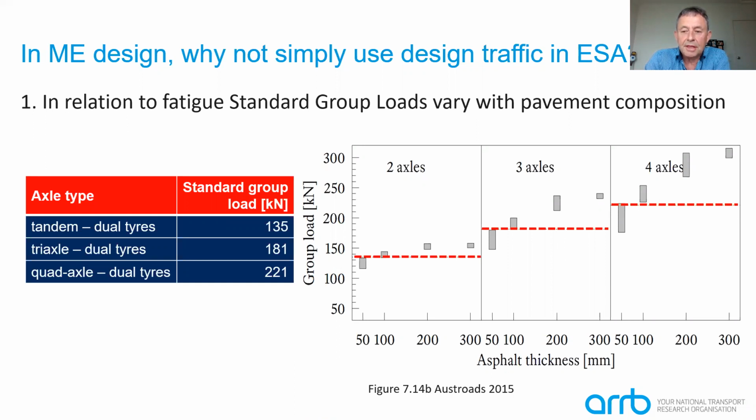to change with the thickness of the asphalt pavement, for example. So we basically concluded that we would actually have to vary those standard group loads with the pavement composition, which makes the process quite complicated, to be varying the standard loads as you change the pavement configuration. It would mean each time you change the thickness of the pavement, you would have to recalculate the standard loads to recalculate your design traffic.